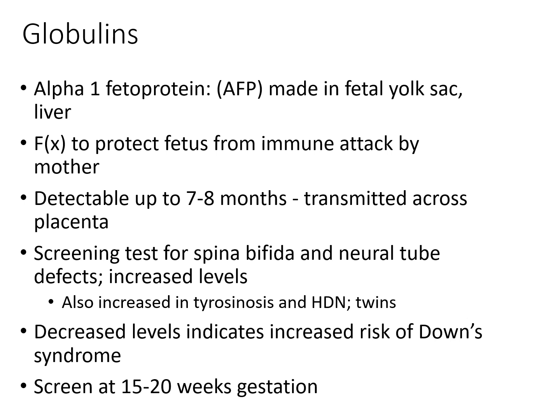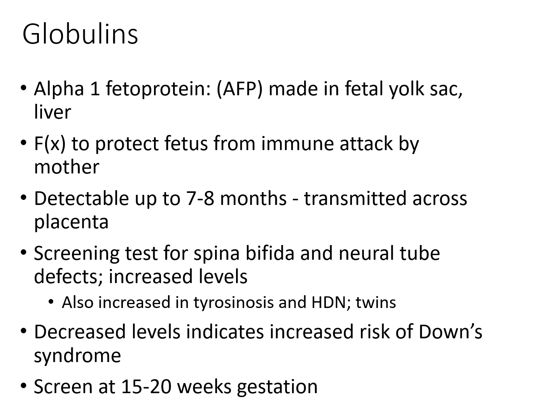And then we have alpha-1 fetoprotein, or AFP. This is produced in the fetal yolk sac and fetal liver during development. The function of AFP is to protect the fetus by shielding it from the immune attack by the mother. AFP is detectable in the fetus up to 7 to 8 months of gestation. It can cross the placenta and can be measured in maternal blood.